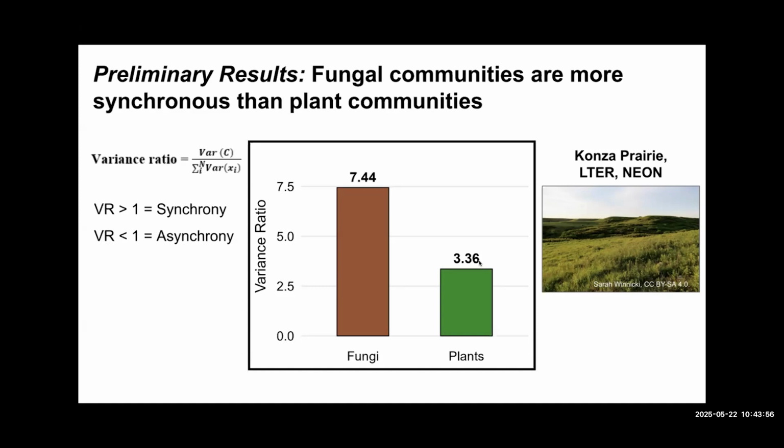Not the synchrony of the fungi and the plants fluctuating together, but their individual community fluctuations over time. When this is calculated, a value greater than 1 suggests that the community is fluctuating synchronously over time, and less than 1 would suggest that they're fluctuating asynchronously. We see here that both the fungal and the plant communities are synchronous, but the fungal communities are over twice as synchronous, I guess you could say, than the plant communities.